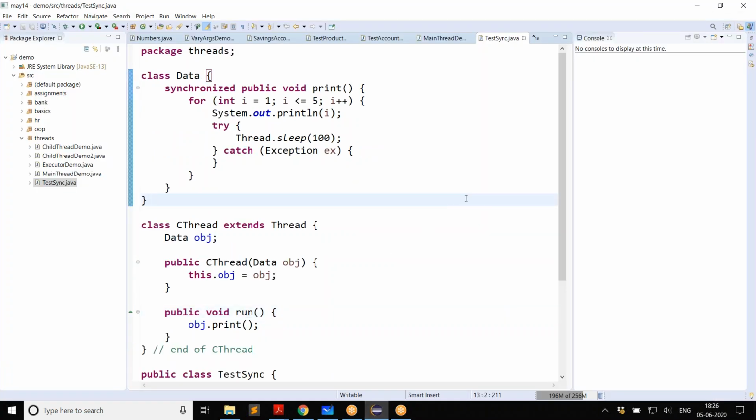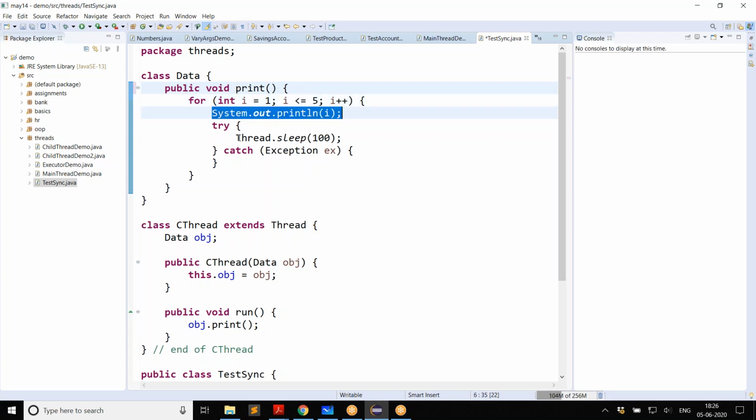I'm talking about a class, and here we are talking about the print method. It's not doing anything that fancy or complex. It just prints numbers 1 to 5, and after printing each number, it is sleeping for a while. Intentionally, I try to put the current thread to sleep.